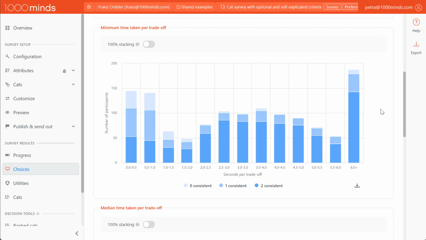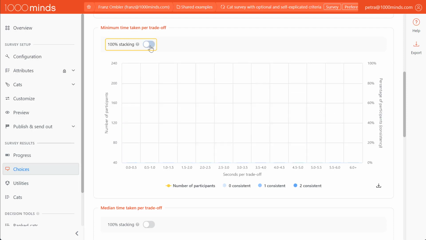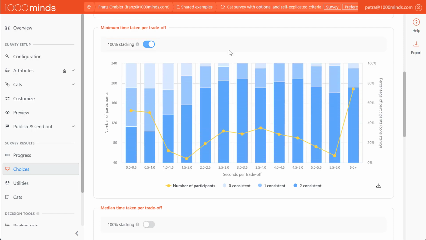In each of these charts, we see how many participants completed trade-offs within a certain time frame, with the shading showing how many of those participants answered consistently. To investigate the relationship between consistency and time taken more closely, we can toggle 100% stacking, which shows the proportion of participants who answered consistently as percentages of a whole. Together, the time taken for trade-offs and the proportion of questions answered consistently can help us adjust the exclusion rules to improve the quality of our results.